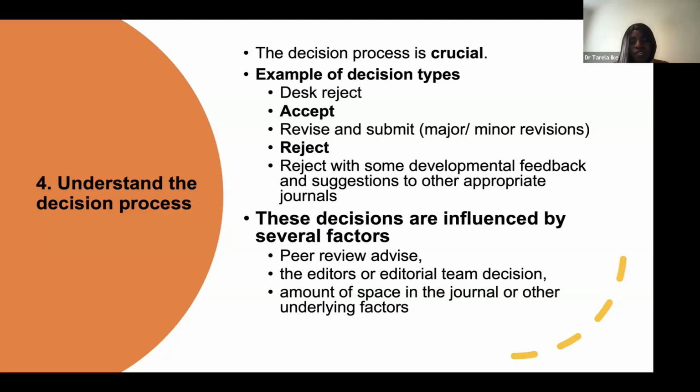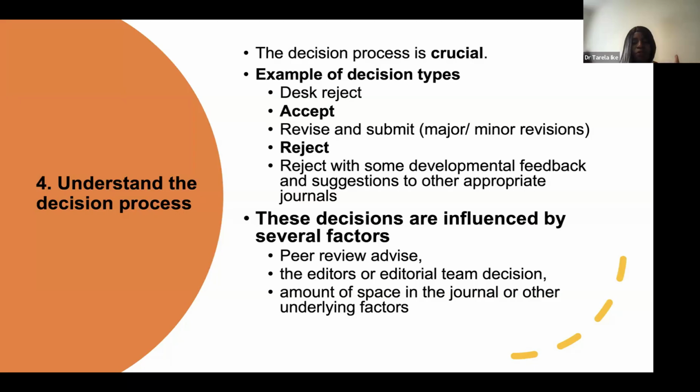Again, I know one of the key questions would be, what are some of the decisions that are influencing this? So these are influenced by several factors. But for me, I think one of the key ones that I've noticed consistently, regardless of the journal I've worked with, is the peer review advice. So let's say you've met all of the journal requirements, the argument is great, and it's within the scope of the journal, and we sent it out for peer review.